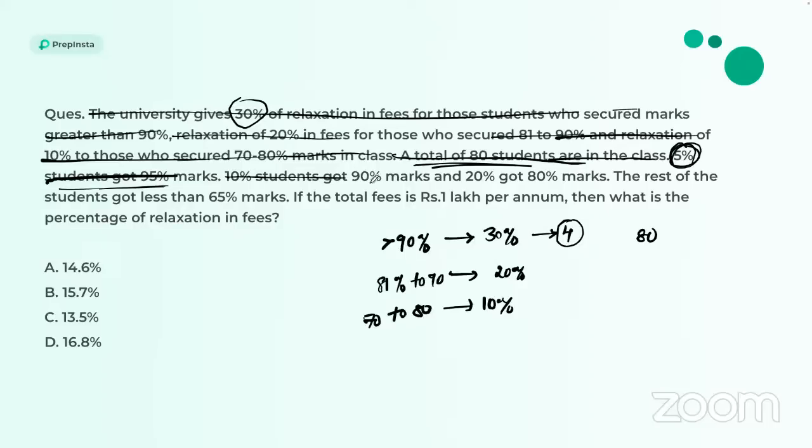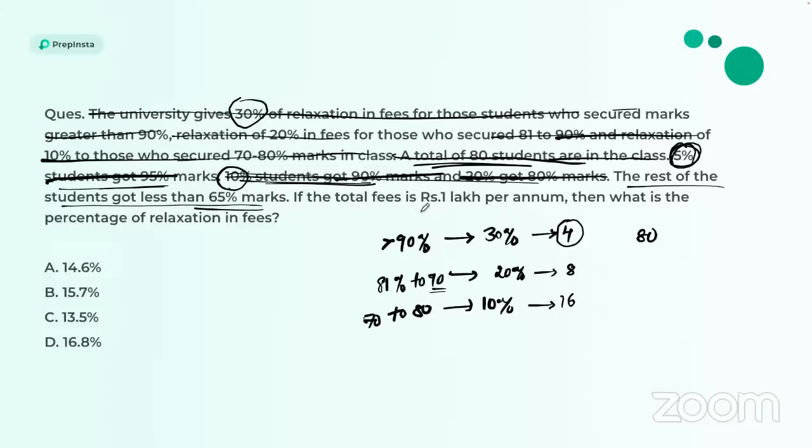Next, 10% of students got 90% marks, already completed. 20% of students get 80% marks. So 20% means 10% is 8, 20%, sorry. Here 10% of students is 90%, right? So whoever got 90%, they need to get 20% fee relaxation. Sorry for that, I forgot this statement. So 10% of 80 is nothing but 8, 20% of 80 is nothing but 16. So this is all the relaxation they are getting. The rest of the students got less than 65%, so they will never get the fee relaxation.